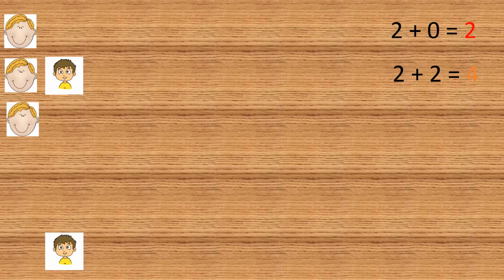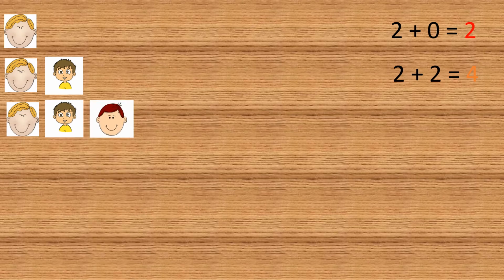So we have our first friend, we have our second friend, and now your teacher adds their third friend. So now that we have 3 friends here, we have to add another 2 to this group. So now we have 2 eyes from the first friend, 2 eyes from the second friend, and 2 eyes from the third friend, equaling 6 total eyes.